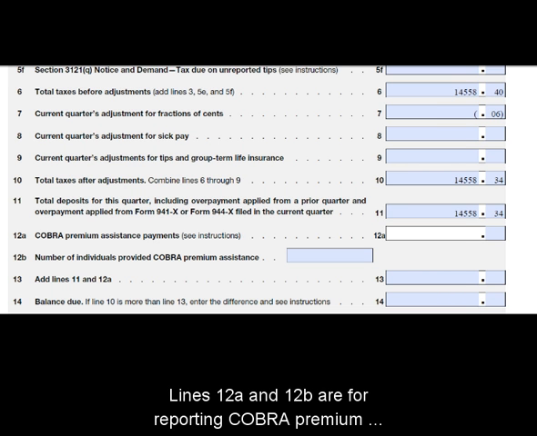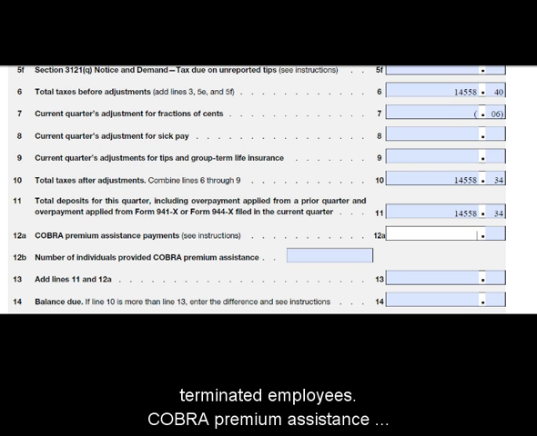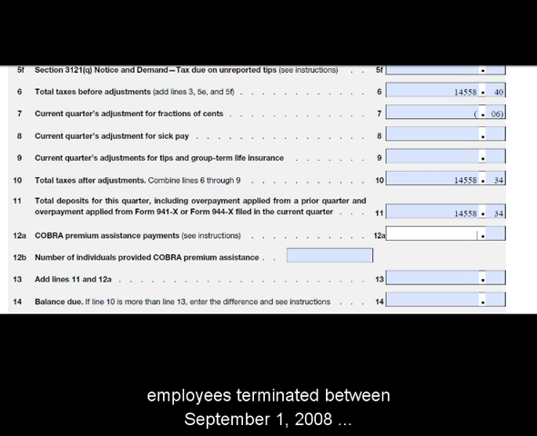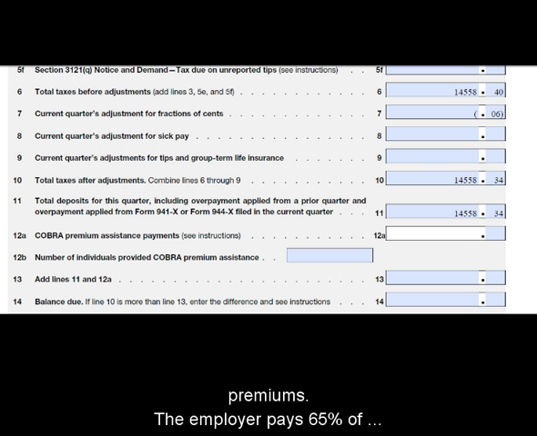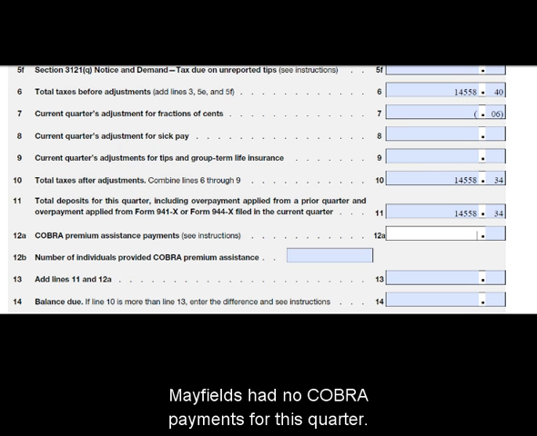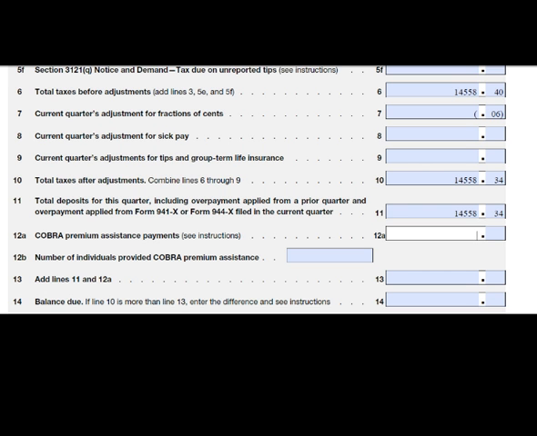Lines 12A and 12B are for reporting COBRA premium assistance the business provided to involuntarily terminated employees. COBRA premium assistance payments apply to medical insurance premiums paid by employees terminated between September 1st, 2008 and May 31st, 2010, and covers up to 15 months of premiums. The employer pays 65% of the premium for eligible employees and receives a credit of the same amount on their payroll taxes. Mayfield's had no COBRA payments for this quarter.